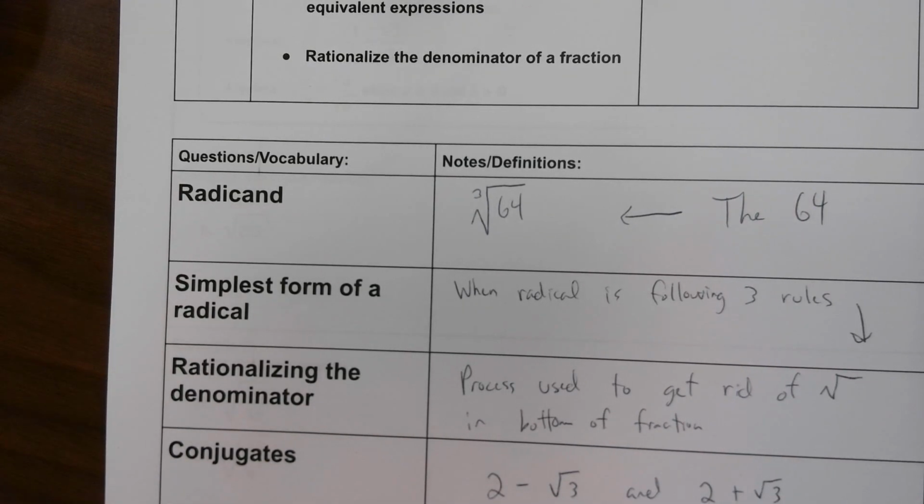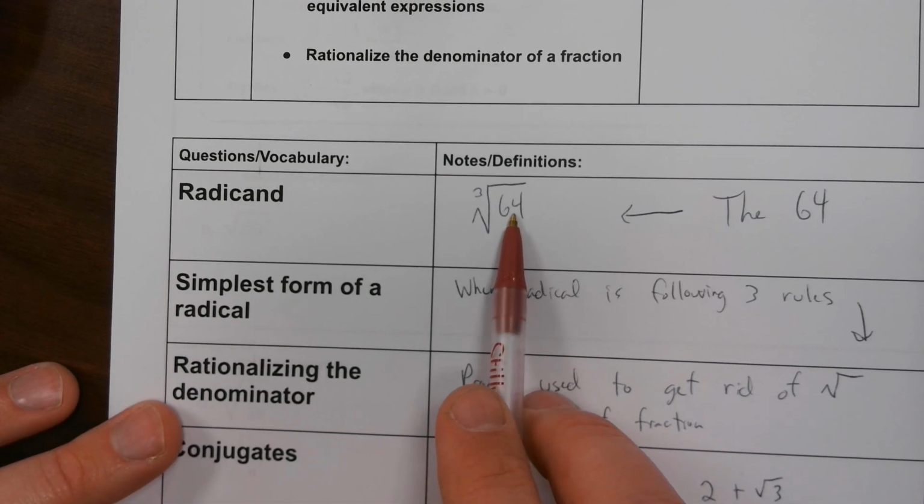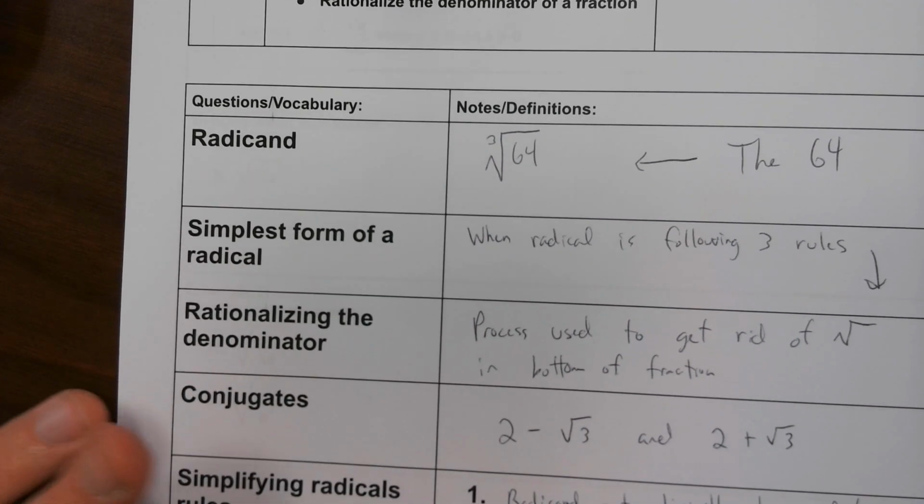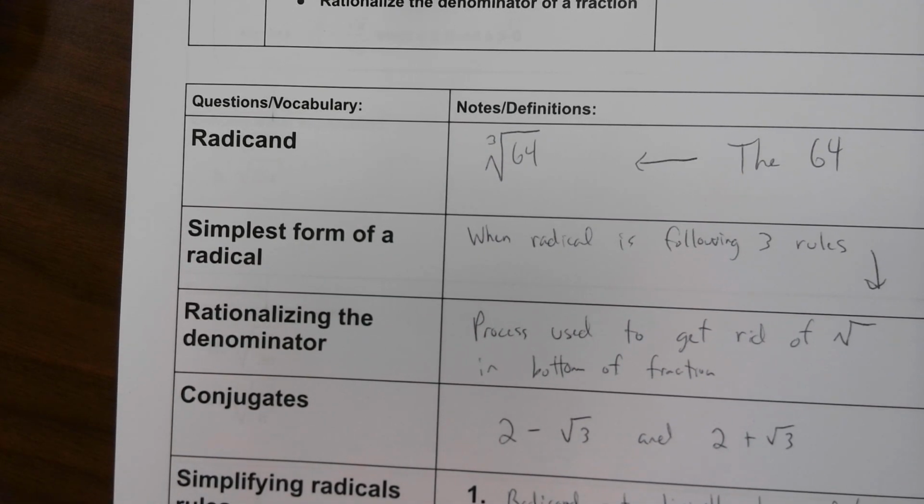Starting with the vocabulary words, we have radicand. Radicand is the number underneath the radical. In my little example, it's the 64. And then we have simplest form of a radical. This is something that we're going to be working on all throughout this section, simplifying radicals. We can think of that kind of like simplifying fractions, but with different rules. And we'll get to the rules in a minute.